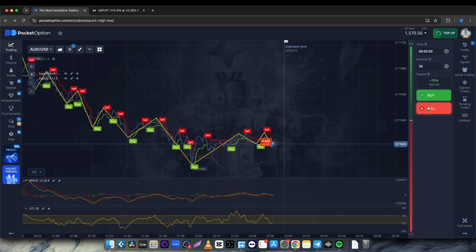Let's return to the broker platform, review the chart, and then enter the position. Following the signal, I press the sell button and open the trade. Now we can observe how the price behaves from the moment of entry.